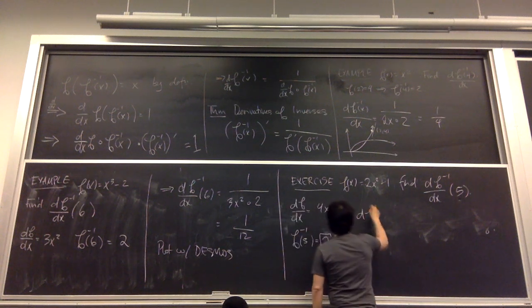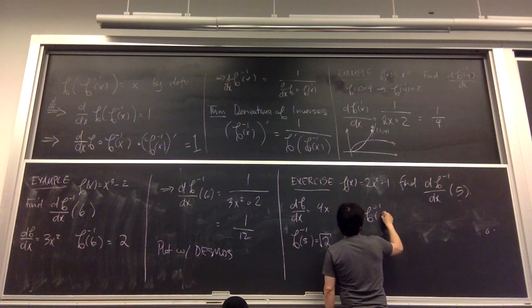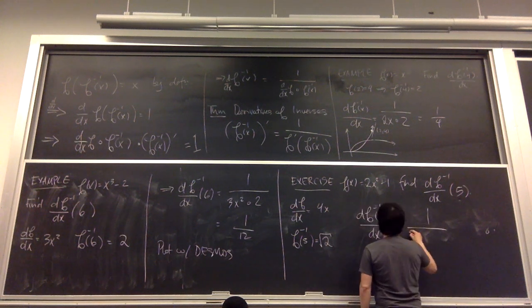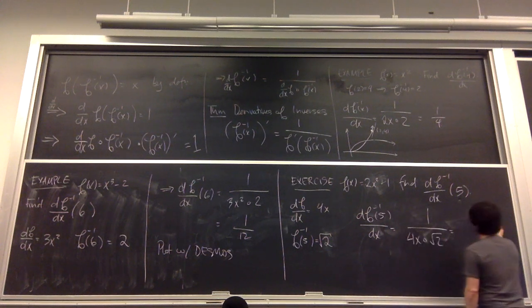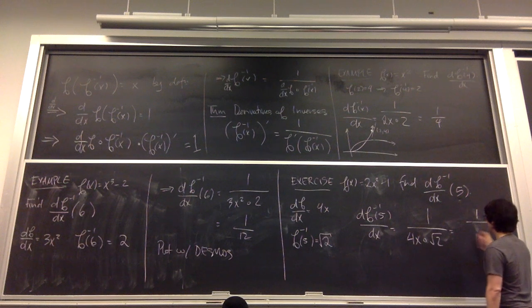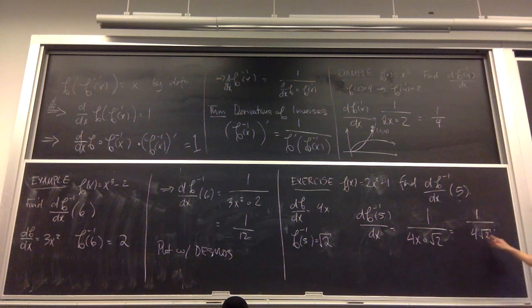Okay, so we get d f inverse of 5 dx is 1 over 4x composite 2, which should be 1 over 4 root 2. Well, you are right. Technically, this has 2 answers. So does that make sense? Oh, yeah, I guess, right?